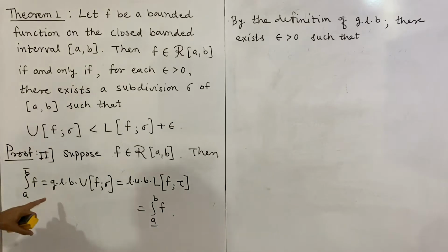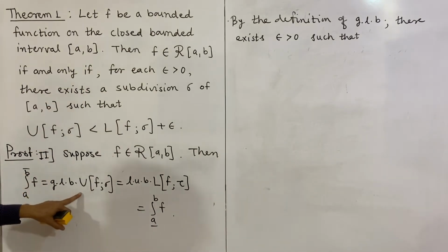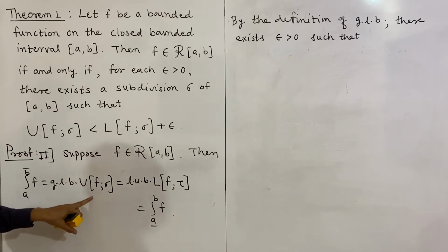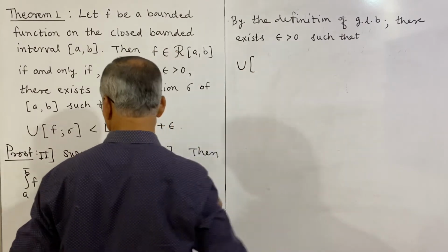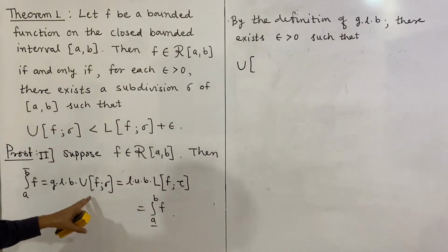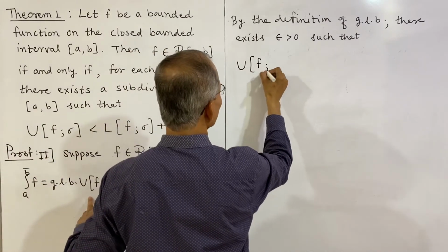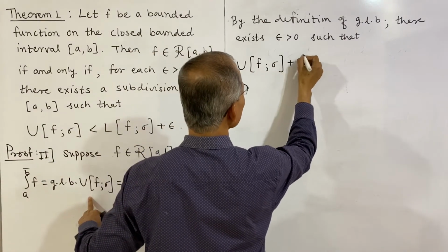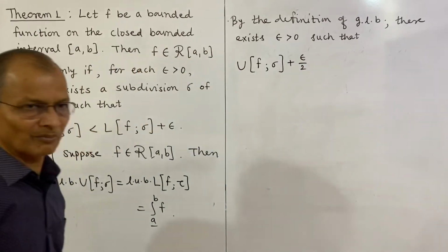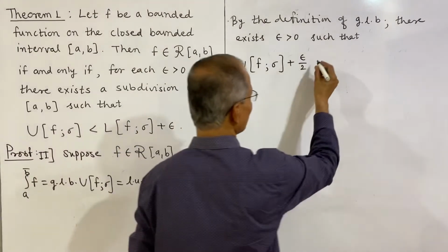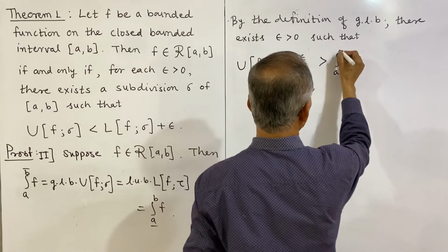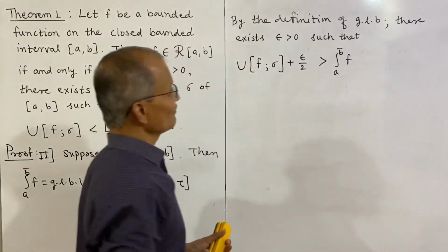now what is the relation for the greatest lower bound? This is the greatest lower bound we have, and here we consider any value, the upper sum of f on sigma. That is the smallest value. Now if you increase it by a small quantity, epsilon by 2, then that becomes strictly greater than the upper integral. So that is how we have written it.